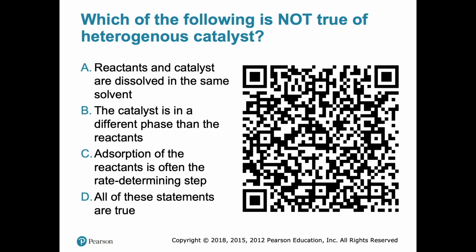So you don't have to scan this. We'll just talk about it real quick. Which of the following is not true of a heterogeneous catalyst? The reactant and the catalyst are dissolved in the same phase. That's definitely the one that's not true. The catalyst is a different phase than the reactants. That's true. Absorption of the reactants is often the rate limiting step. That's also true. So A is the answer there, right? Because reactants and catalysts dissolved in the same phase is usually the homogeneous catalyst, right?